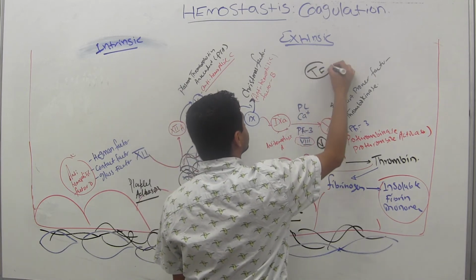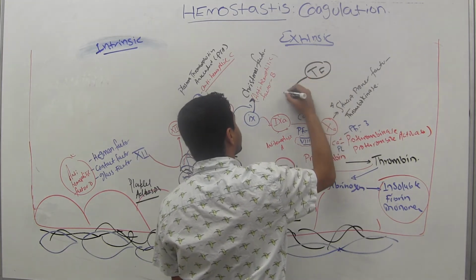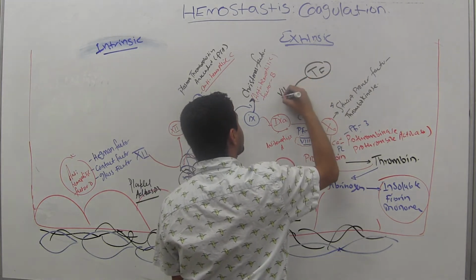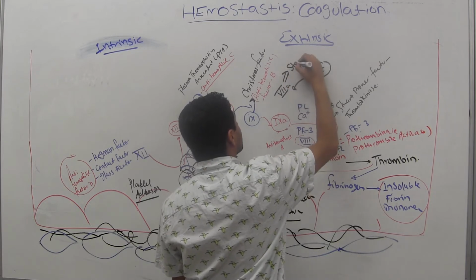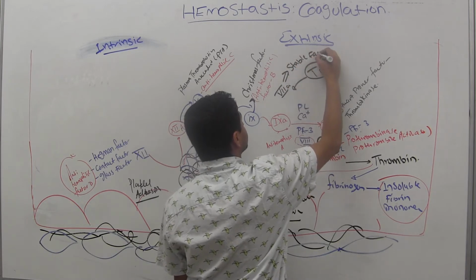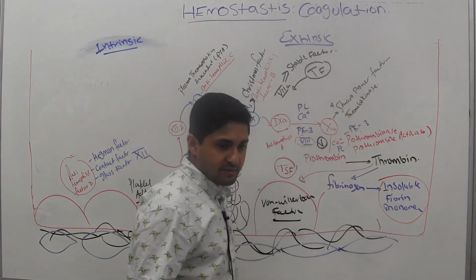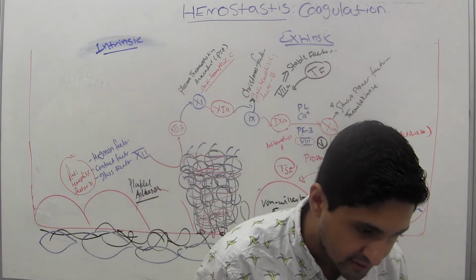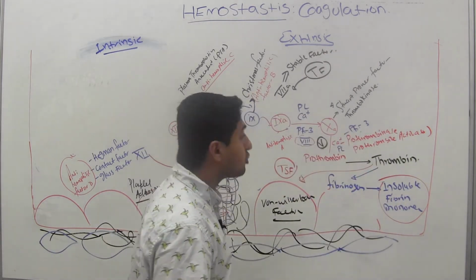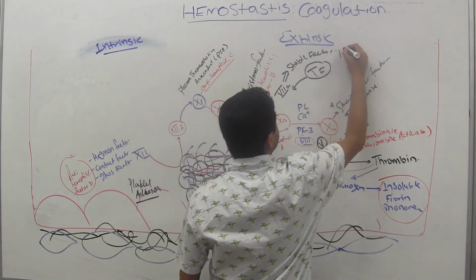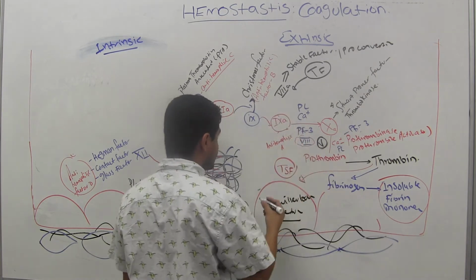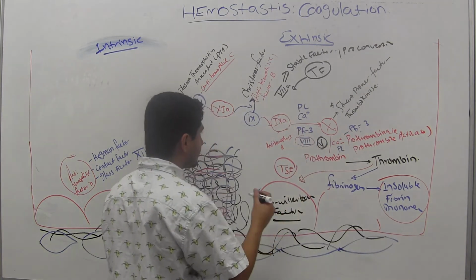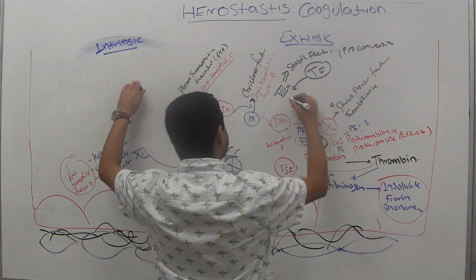What this tissue factor does is activate factor number 7. And what is factor number 7? It's the stable factor, and we also call it proconvertin. When factor 7 gets activated, look what it does.